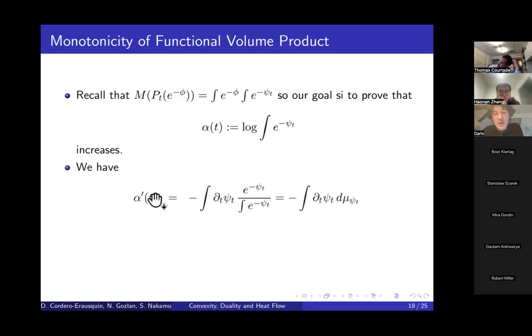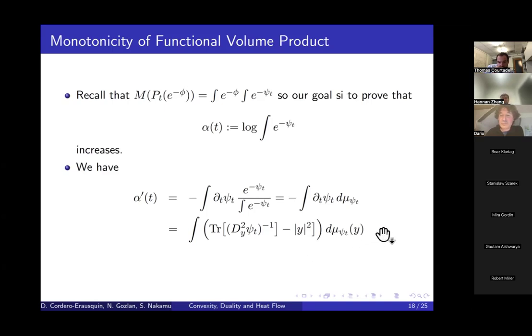So of course now I have a formula, so I'm just computing the derivative in time. So this is minus dt psi of exponential minus phi divided by the integral. Again, as before, I will just call it mu psi t, this probability measure. Okay, and now I write my formula. With a minus in front, I have the trace of the inverse of the Hessian of psi t minus y squared. Okay, and I want to prove that this is non-negative, right? Now, of course, psi t here is exactly the potential of my measure.